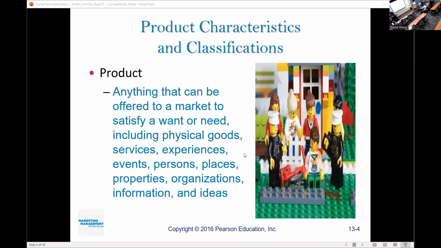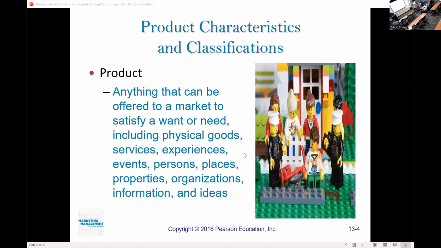A product can be anything that is offered to a market to satisfy a need or a want. That includes physical goods, services, experiences, events, persons, places, properties, organizations, ideas. All of those can be considered under the grand umbrella of what a product is. It is anything that we offer to consumers to satisfy any need or want that they may have. Although the characteristics of what is considered tangible and intangible change, this definition never will. It will be consistent.